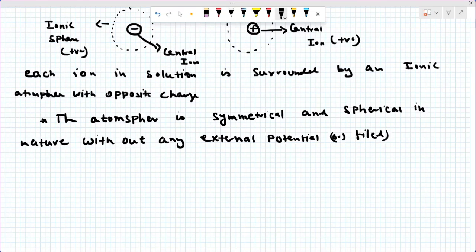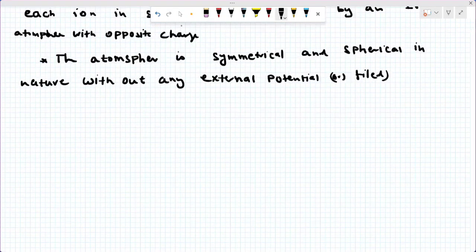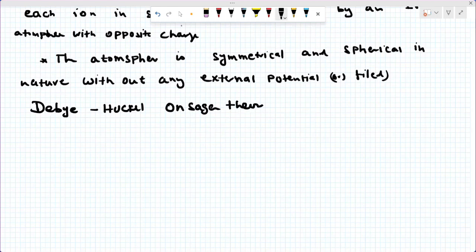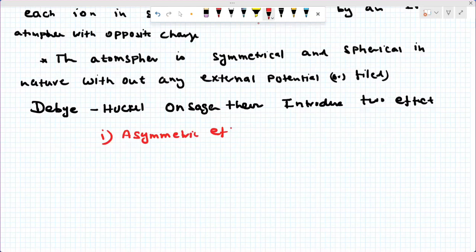Now see the Debye Huckel ionic atmosphere theory. Please note, very important. The Debye Huckel ionic atmosphere theory introduces two effects. The first one is called the asymmetric effect, a very important, most important topic. The second one is the electrophoretic effect.